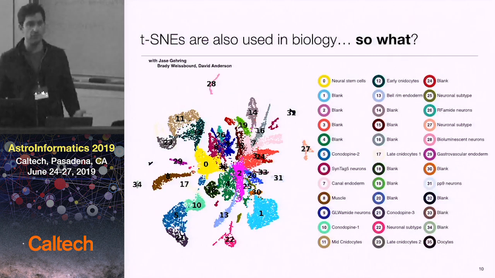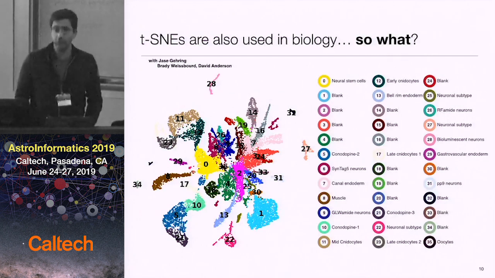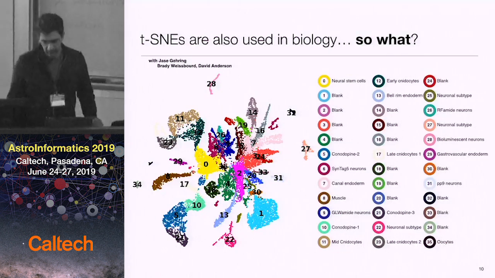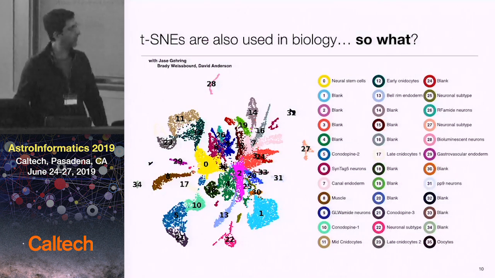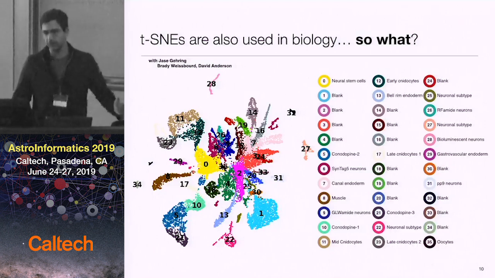So we do this also in biology, and that's what I want to talk about in my remaining time. But the first question I would like to answer is, so what? So we also do this. But what does biology maybe have to contribute to thinking about astronomical data?